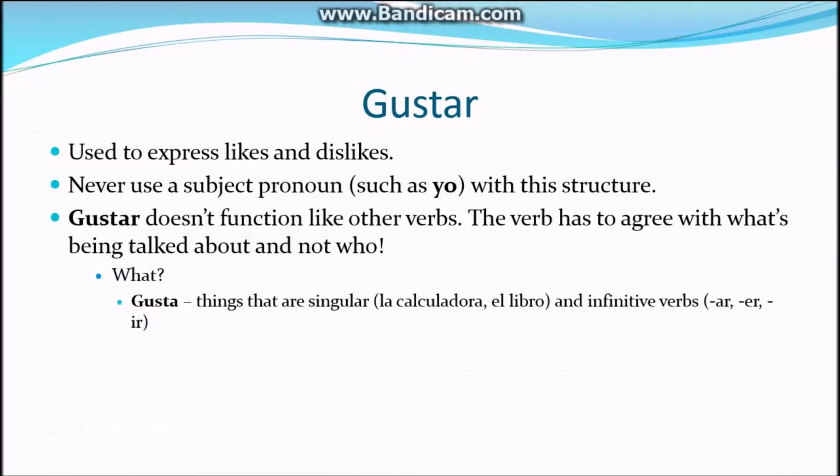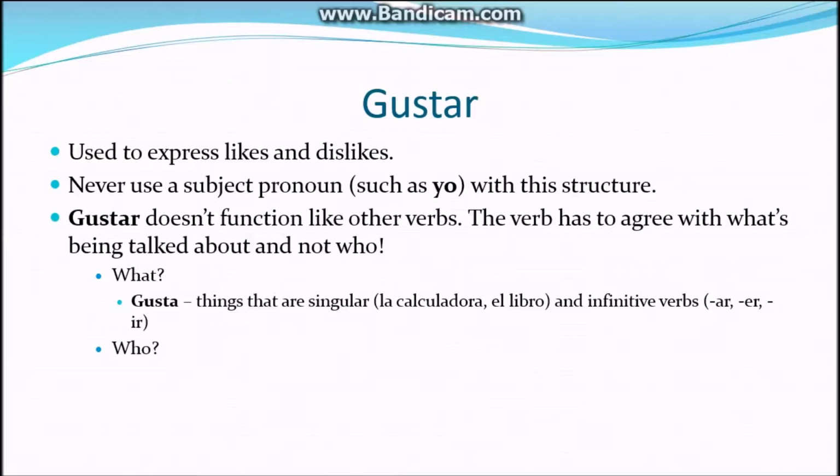So when we use gustar, we're going to use gusta as the form to express things that are singular. So this can be la calculadora, the calculator, el libro, the book, and also infinitive verbs. Infinitive verbs, for example, like the verb ser, are going to be verbs in AR, ER, IR. And we'll cover more in this concept.